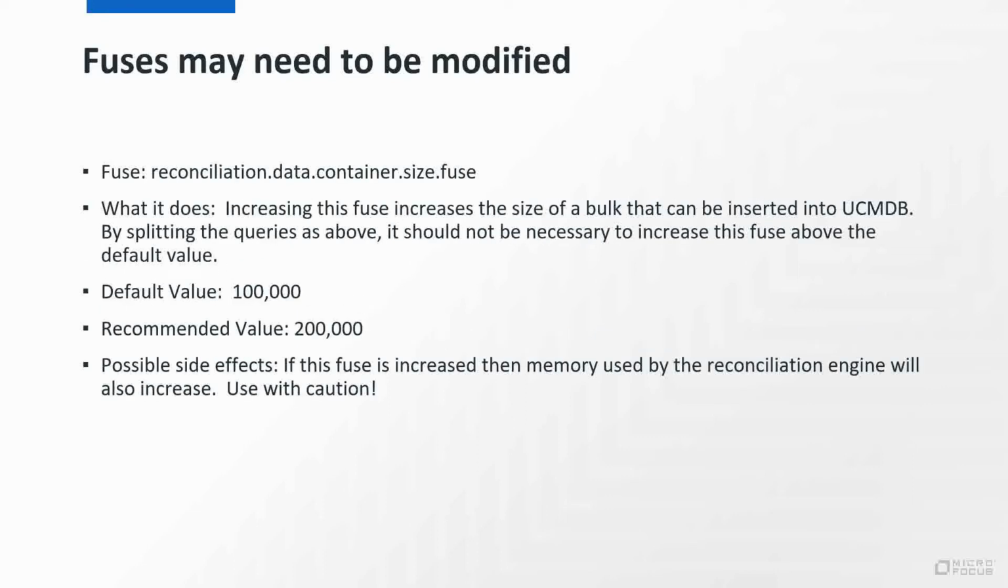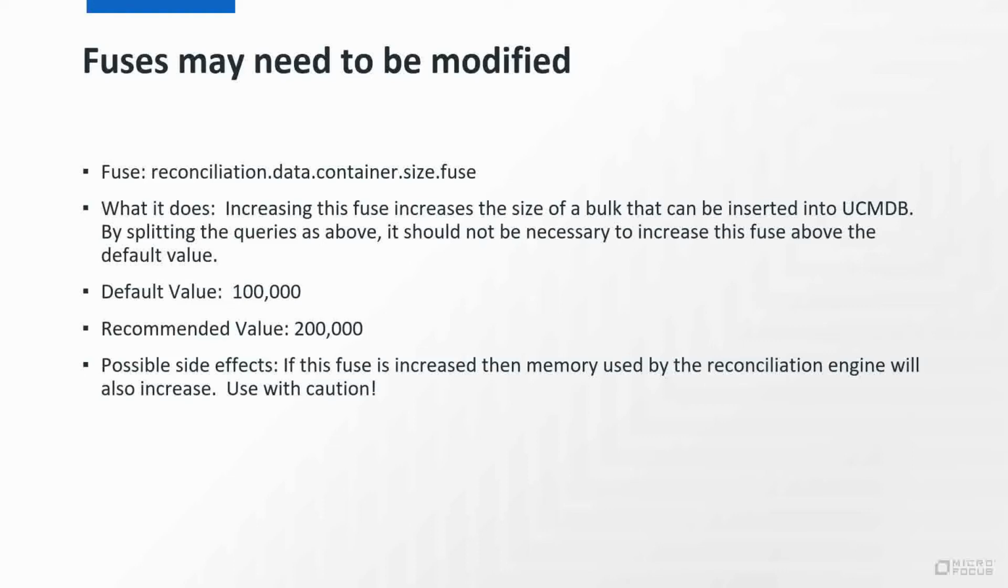Next, the reconciliation data container size fuse. What this does is it increases the size of the bulk that can be inserted into UCMDB. Again, by creating good TQLs and splitting them out based on the node identification and then the additional related CIs, you should not need to increase this fuse. The default value is 100,000. The recommended value is 200,000.